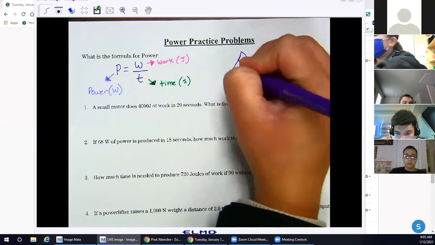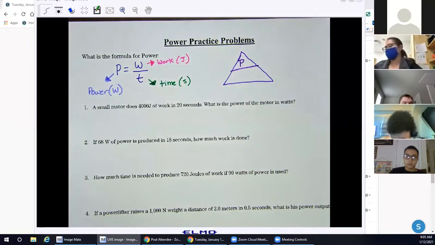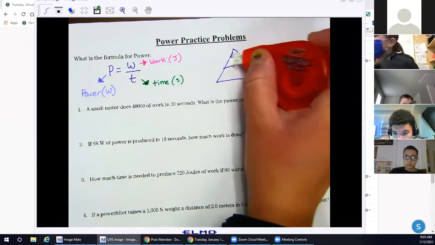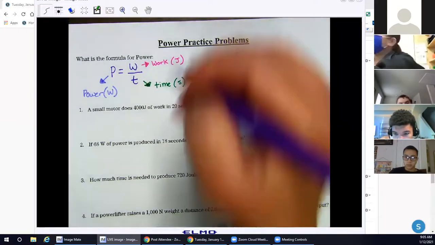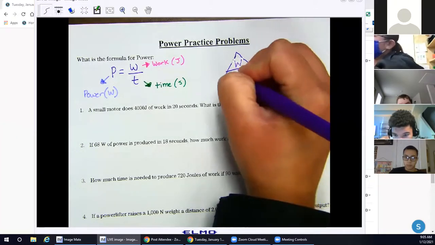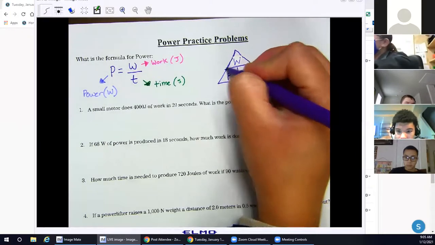It's power. Oh, no, it's not power. Sorry, power does not go on top. Sorry, that's just a habit. It's work, and on the sides, it's power and time. Work goes on top, power and time go at the bottom. That's the right formula. That's the right triangle.